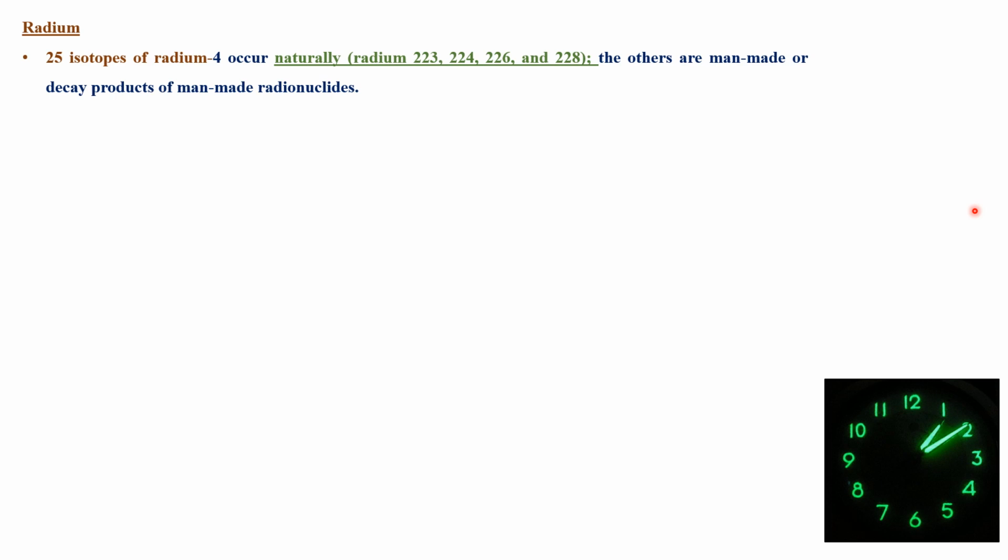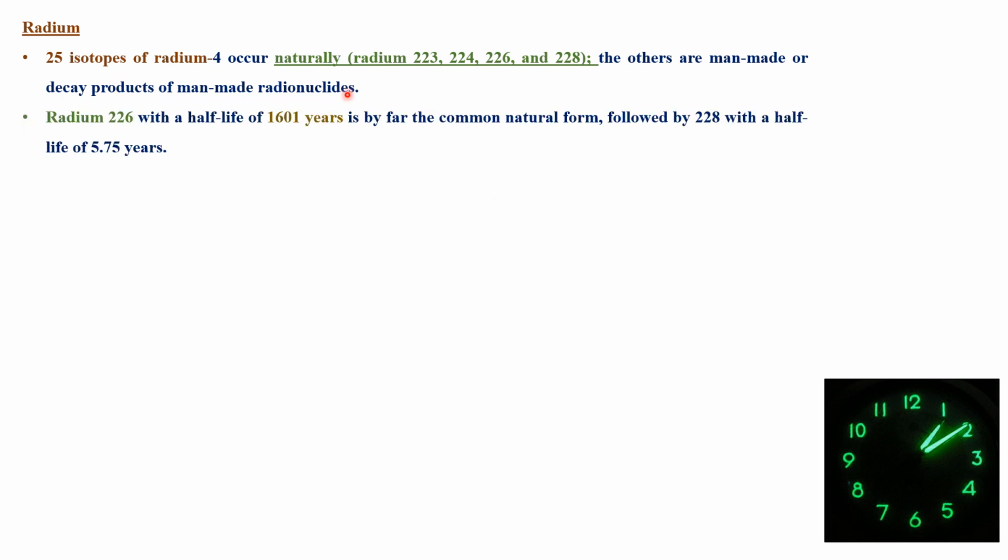So let's see more about radium, since we have one option, radium 226, in our question. Initially they identified 25 isotopes of radium, and four are important, which occur naturally. The rest are man-made, synthetic. The important ones are 223, 224, 226, and 228. Let's see radium 226, which is the most important one right now. Its half-life is around 1601 years, by far the most common natural form.